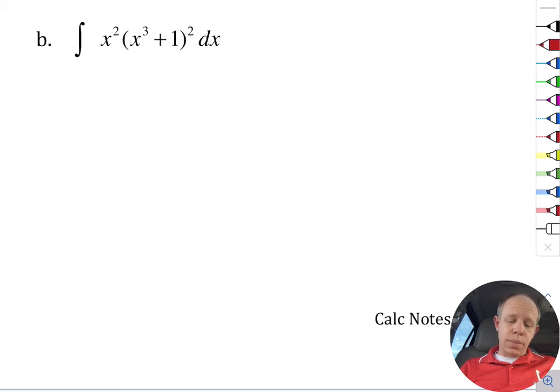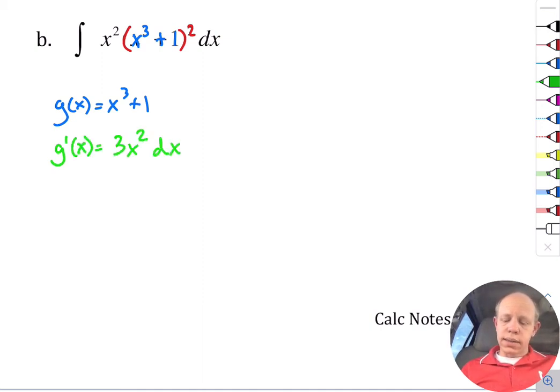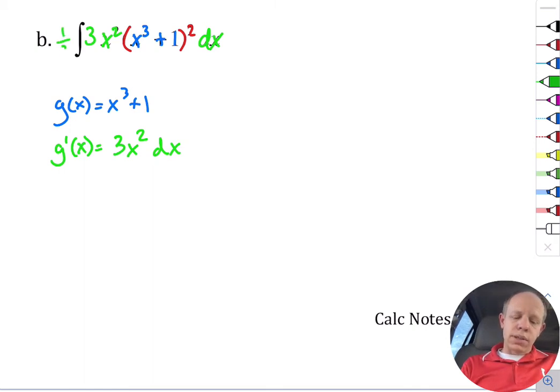All right, so let's give letter B a try here. So it does look like I have a composite, so something raised to the second power. My inner function is the x cubed plus 1, and so we'll call that g of x. And we want to find that derivative, so g prime of x is going to be 3x squared dx. And what we're going to notice is we have the x squared part and we have the dx, but what we're missing is the 3. So what we're going to do is multiply on the inside by 3 and on the outside by the reciprocal, 1/3, to balance it out.